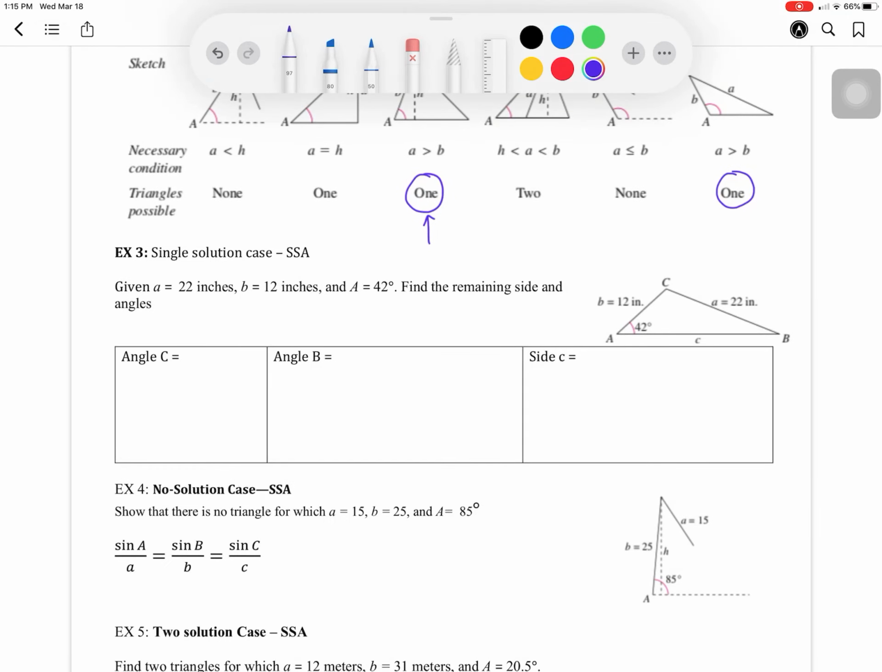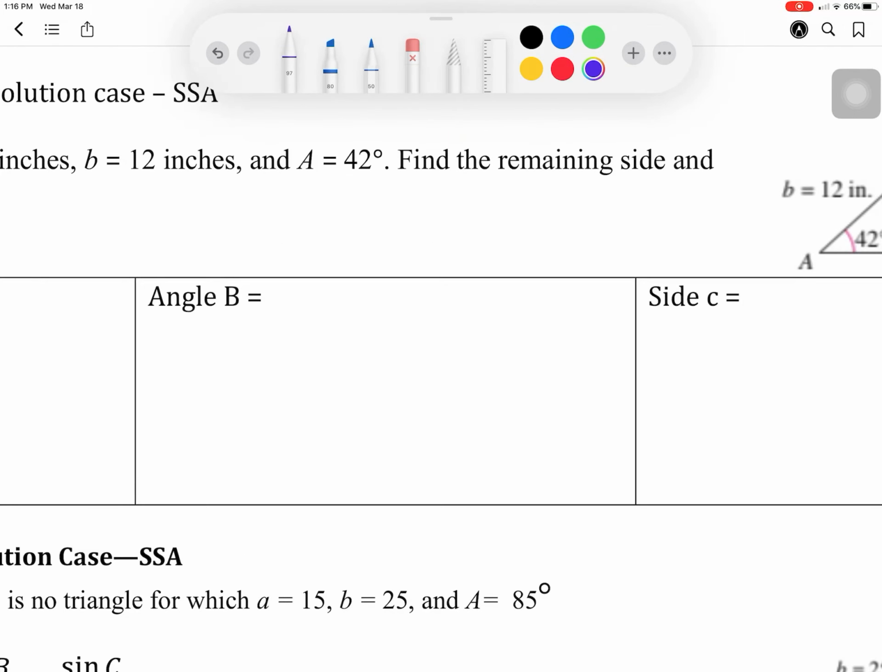Okay, let's try to find all the remaining sides and angles. We only know angle A. We know that in a triangle, all the angles must add up to 180. Then let's try to find angle B first. Because I want to find angle B, I'm going to use the law of sines, but I'm going to set it up in a way so that the angle is in the numerator. So I'm going to go sine of B over little b is equal to sine of A over little a.